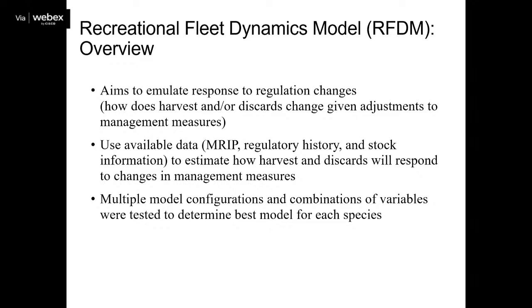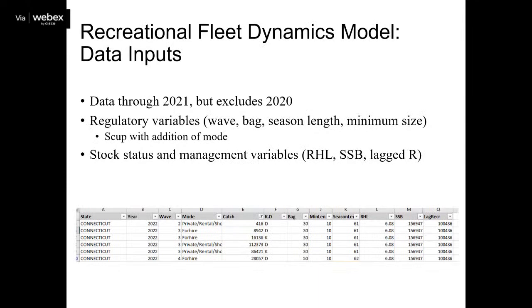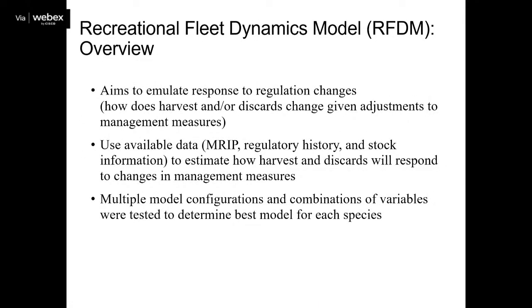So next I'll cover a high-level overview of the Recreational Fleet Dynamics Model, or RFDM. Can you go back one, Stephen? Thanks. So this model similarly aims to predict the responses to regulation changes in recreational harvest and discards. It does it in a little bit of a different way, and it's just predicting harvest and discards. It doesn't have the same outputs in terms of the economic outputs or effort or angler satisfaction.